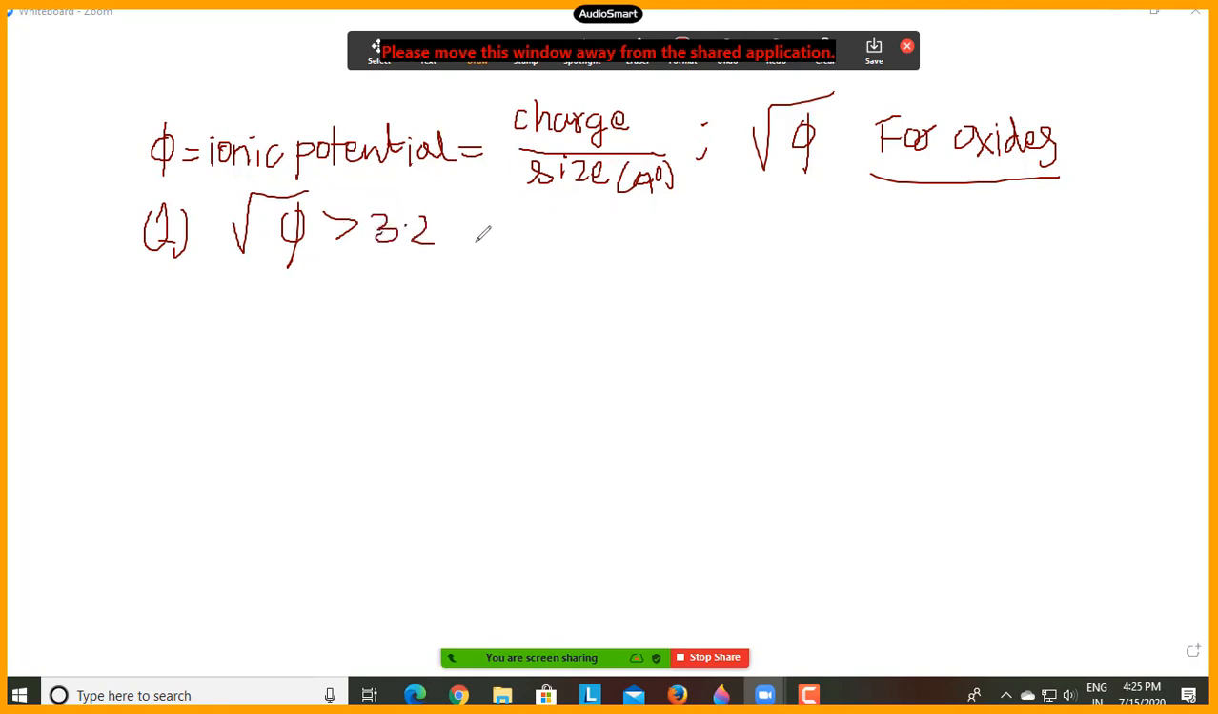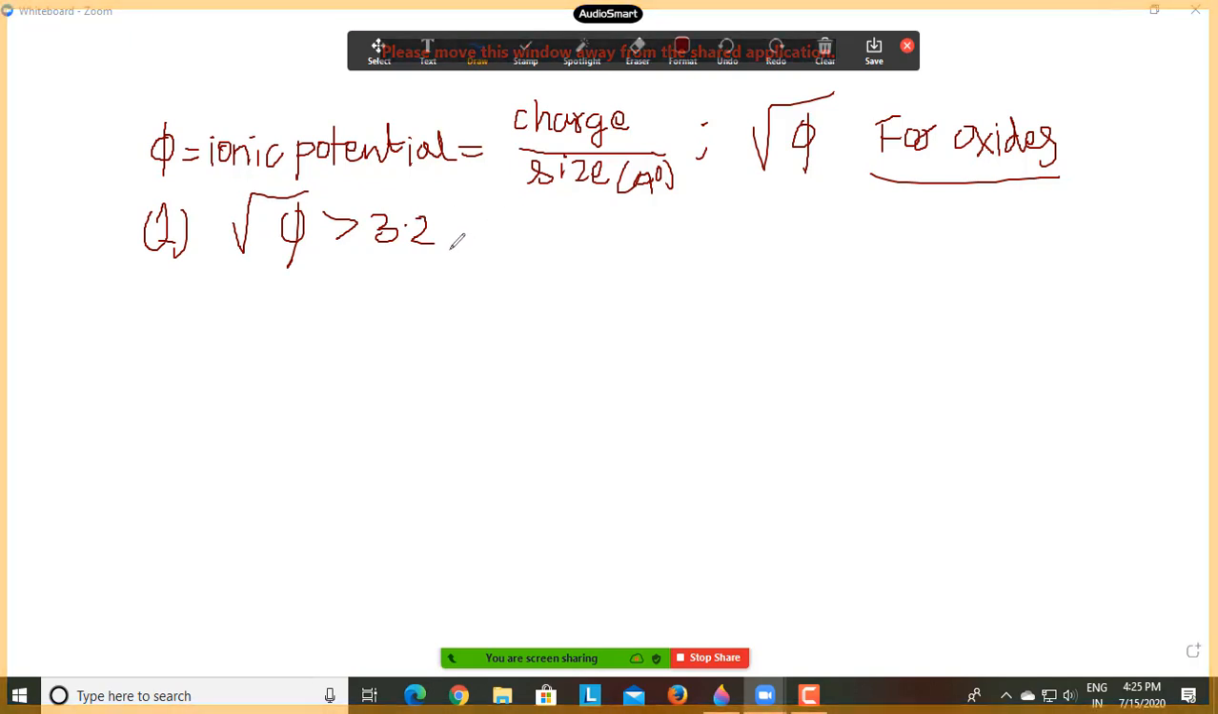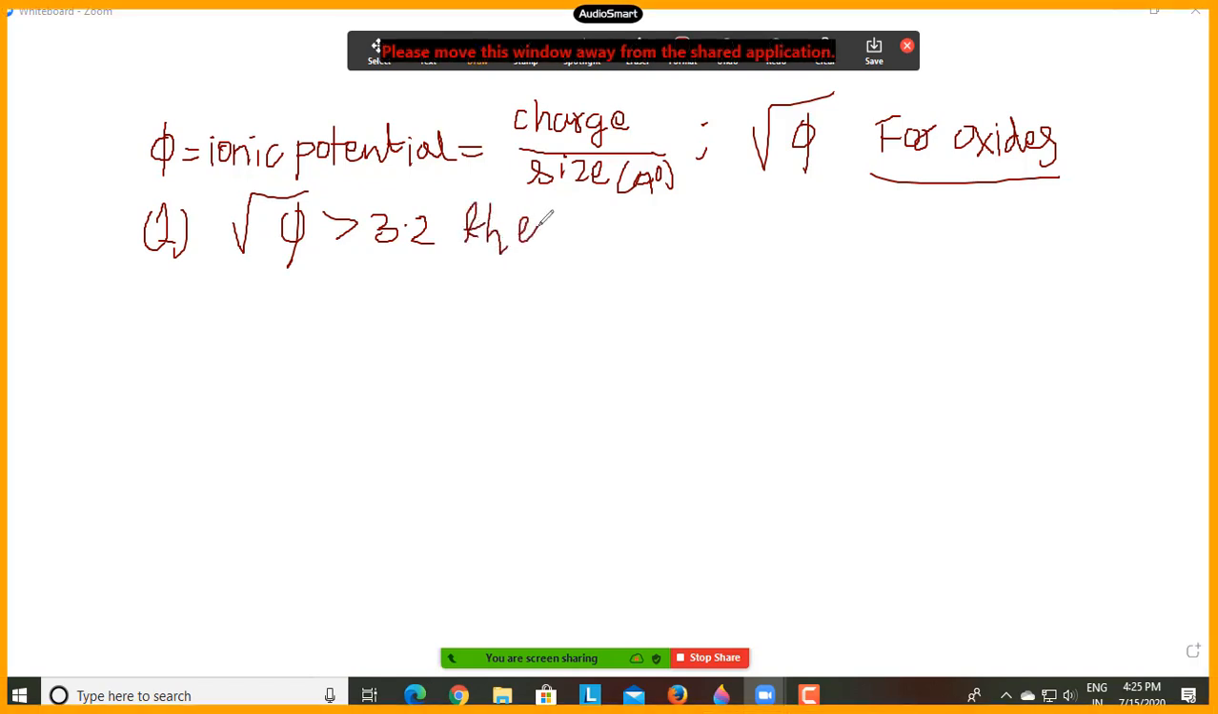If polarizing power is high, what will be covalent character? Covalent character will be high or low? High. Covalent character will be high. If covalent character is high, then it will be acidic. So if square root of phi is coming more than 3.2, then that oxide will be acidic.